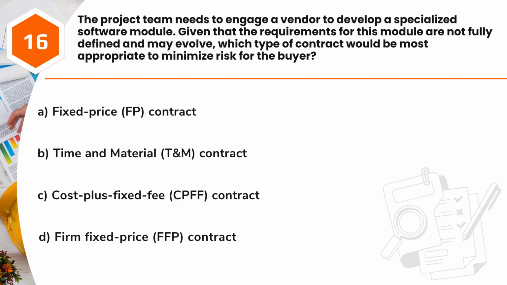Question 16. The project team needs to engage a vendor to develop a specialized software module. Given that the requirements for this module are not fully defined and may evolve, which type of contract would be most appropriate to minimize risk for the buyer? A. Fixed price, FP, contract. B. Time and material, TNM, contract. C. Cost plus fixed fee, CPFF, contract. D. Firm fixed price, FFP, contract.